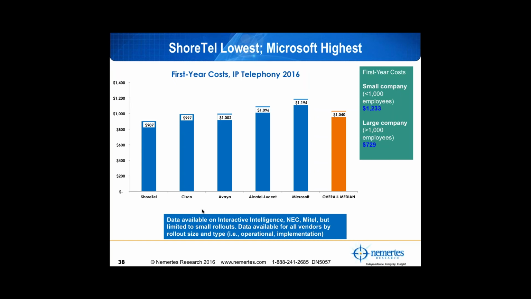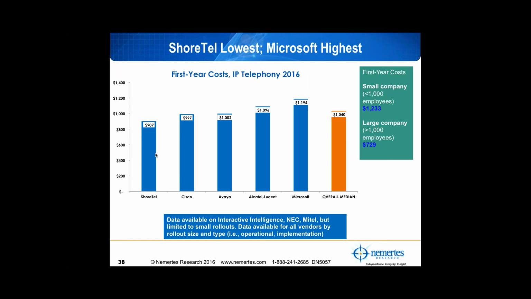We also have data available on all the vendors by the rollout size and type, like whether you want to look at operational costs or implementation costs. So there's a lot more data behind this. I just want to be clear that this is the way to show you a summary. But when you look at first-year costs, what do each of these bars represent? They represent your initial capital for the first year, capital per end unit, implementation per end unit for the first year, and your operational costs for the first year.